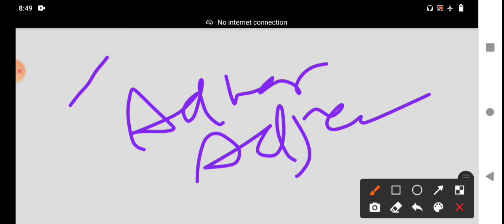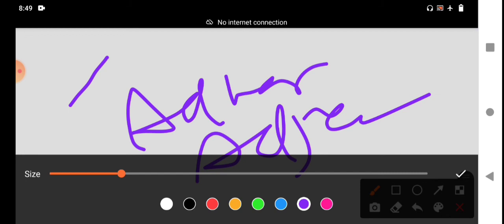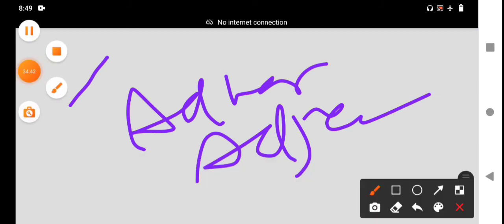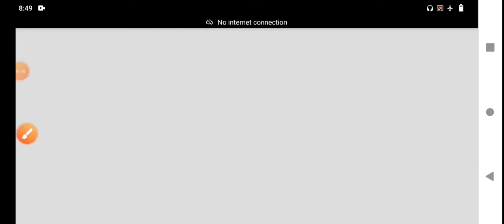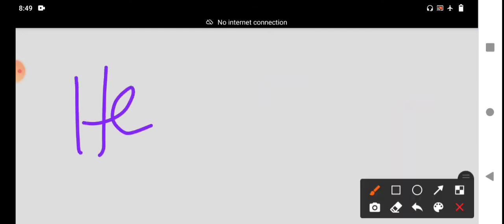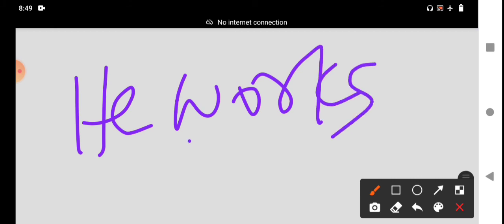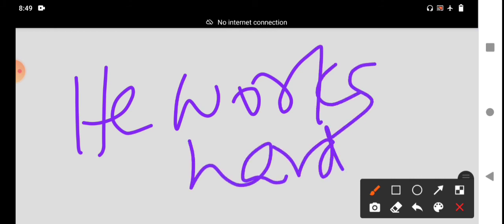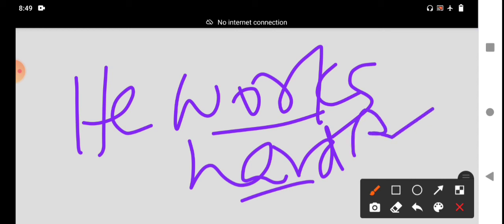For example, I will give you one example. He works hard. My dear students, he works hard. Simple sentence. How did he work? Hard. Hard is an adverb modifying the verb work. It is an adverb of manner.